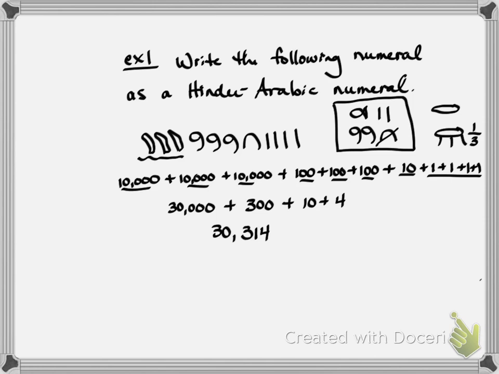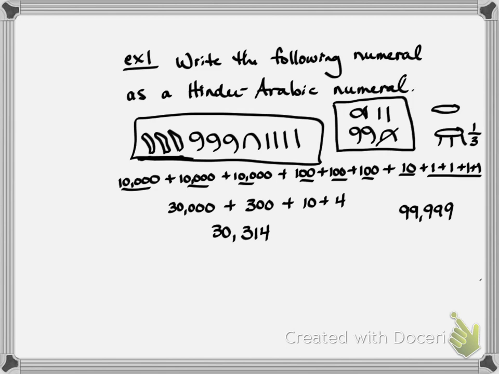But you can see why this would be cumbersome. If you had to write really large numbers, this hieroglyphic system takes a lot longer than our system. It said, for example, you would need 45 symbols to write the number 99,999, where we only need 5 symbols to write that out. They need 45 of these symbols in order to write that out.